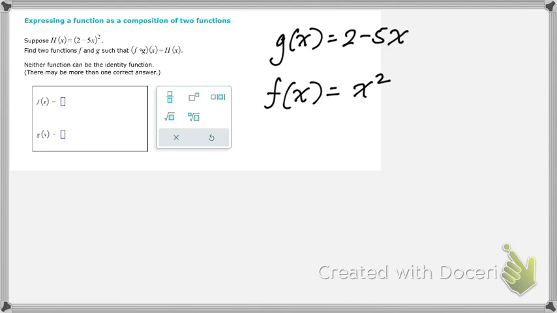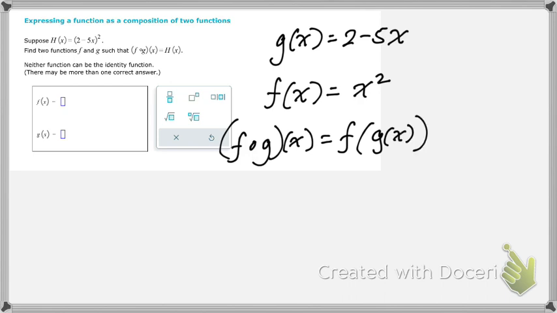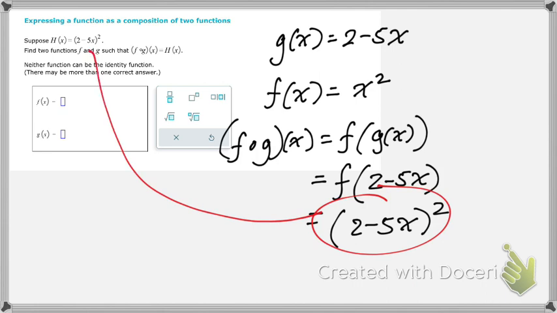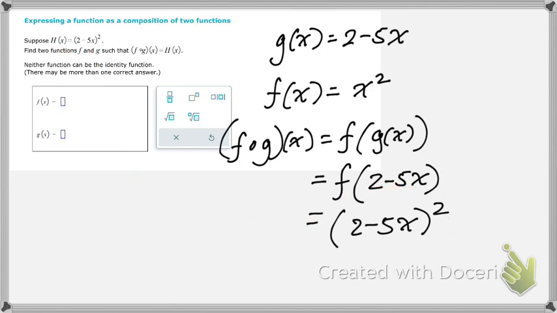Now look at when we check it. I really think it's a good idea to check these, because not only do you see if you're correct, but you also get a better feel for how these work. So f of g of x, f of 2 minus 5x, gets substituted for g of x, and then the 2 minus 5x goes into the function f, which squares things, and that matches what h is supposed to be. So this is just another type of this problem.